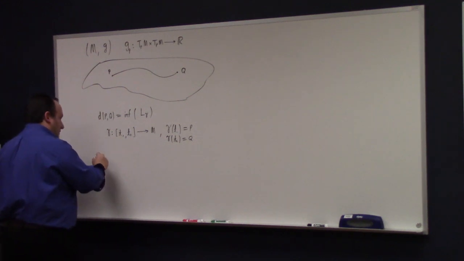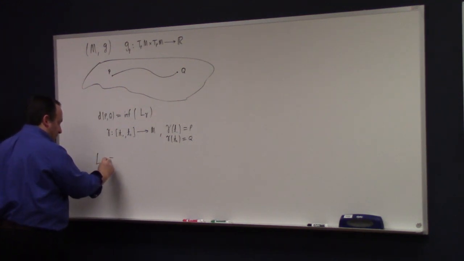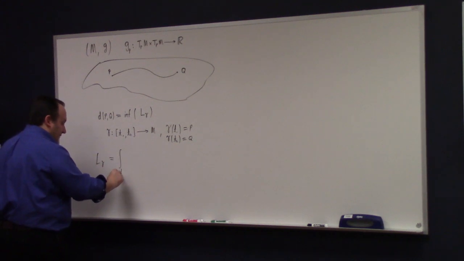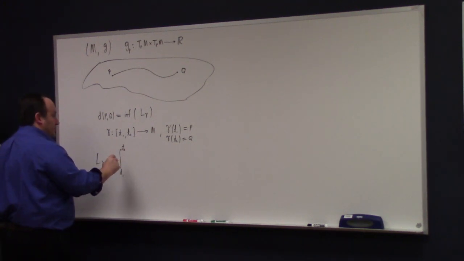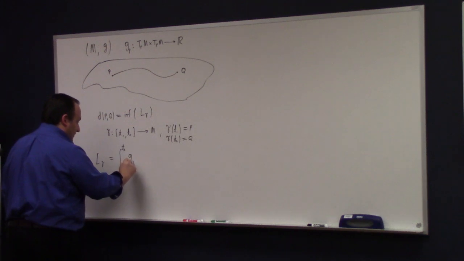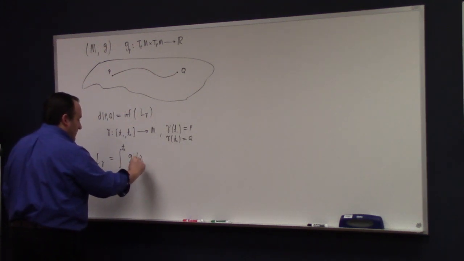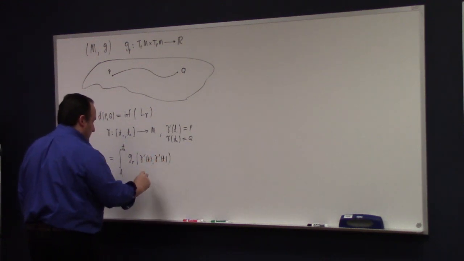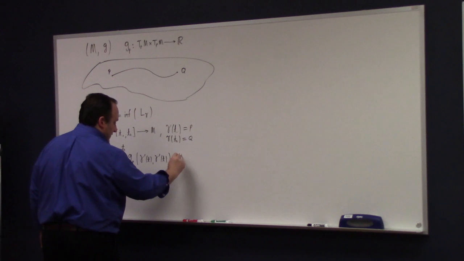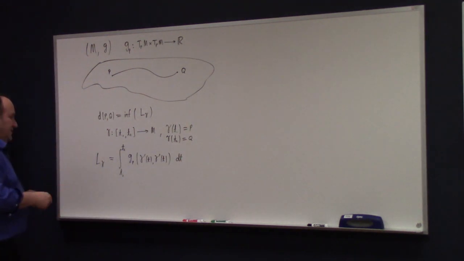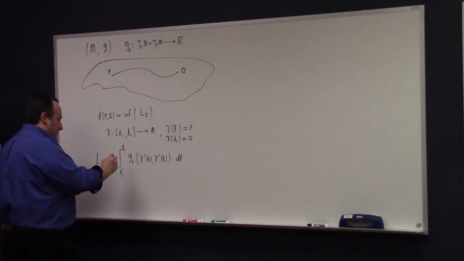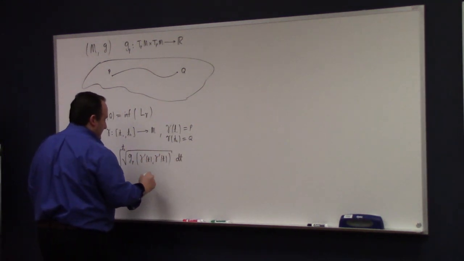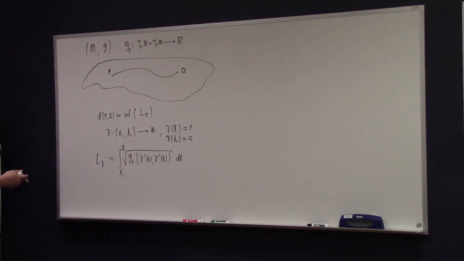Then the length of gamma was defined to be the integral from T1 to T2 of G sub P of gamma prime of T, gamma prime of T, dt. Now, that's not quite it, because that would essentially calculate the length squared. So we take the square root of that thing, and basically that's a formula for the speed of the curve with respect to the metric in some sense.